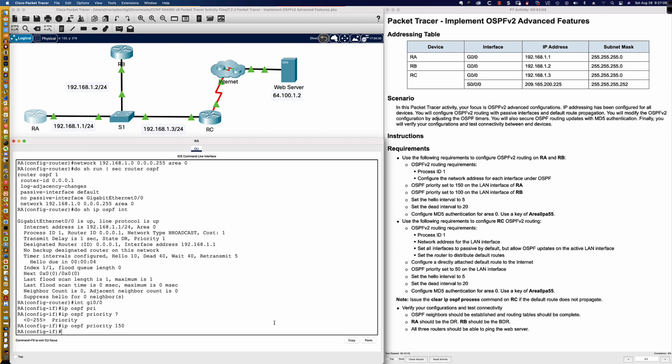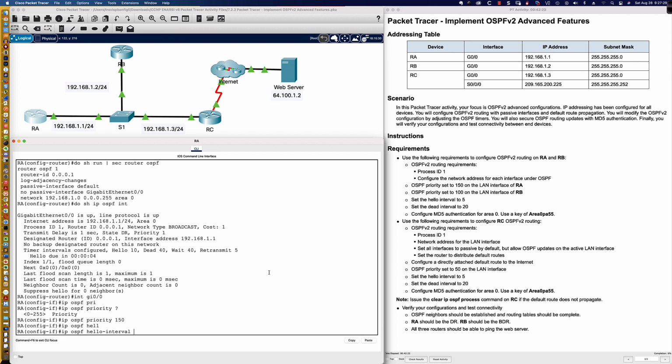Now, the OSPF priority for the LAN interface of router B is going to be set to 100. We'll talk about that in a second. And again, this is just router A and B that we're dealing with here. So set the hello interval. Since I'm on router A and I'm in int gig 0/0, let's do that now. IP OSPF hello interval. We'll set that to 5.